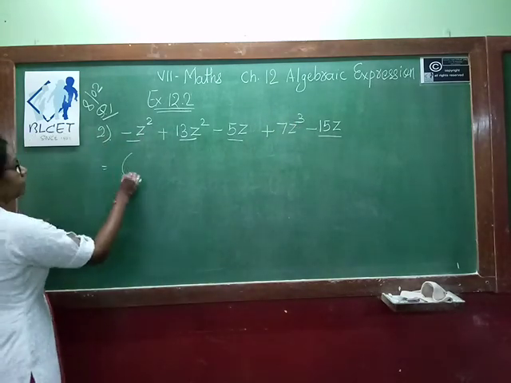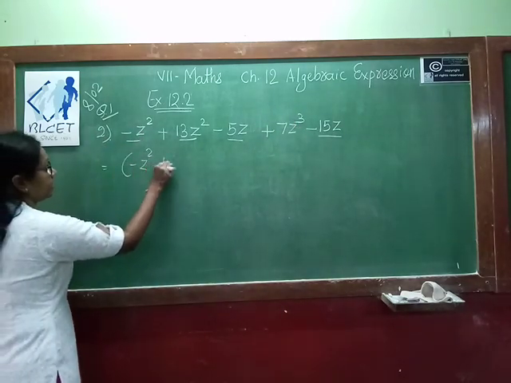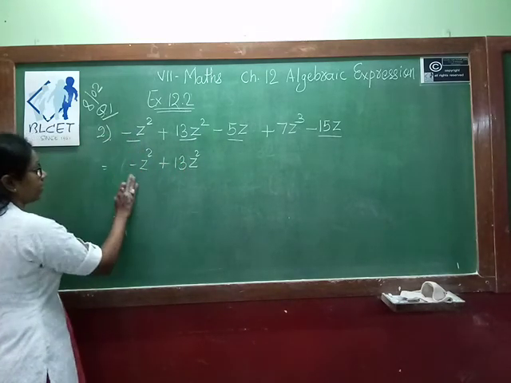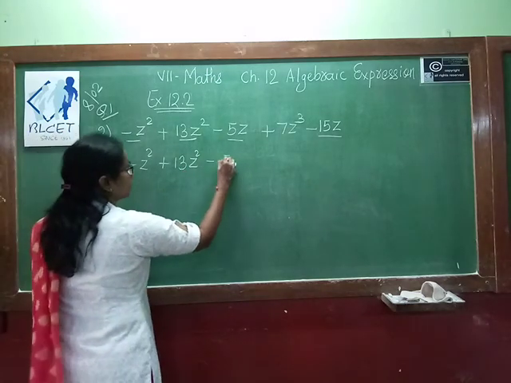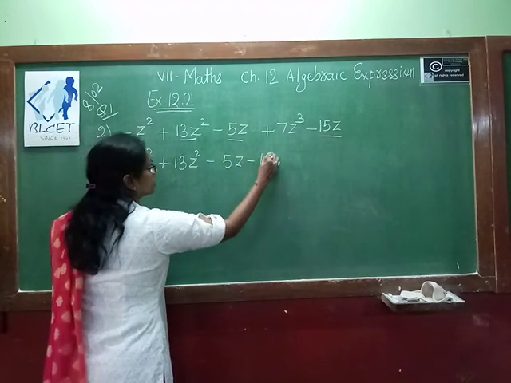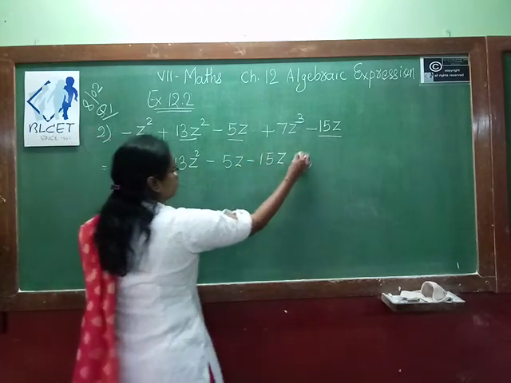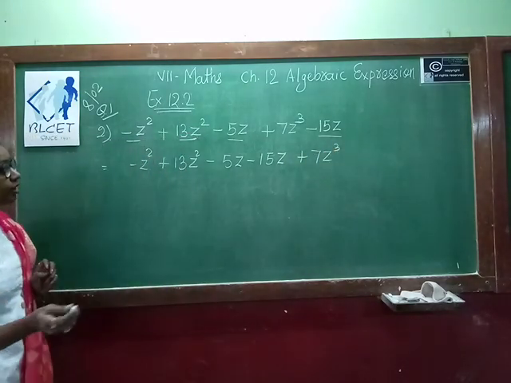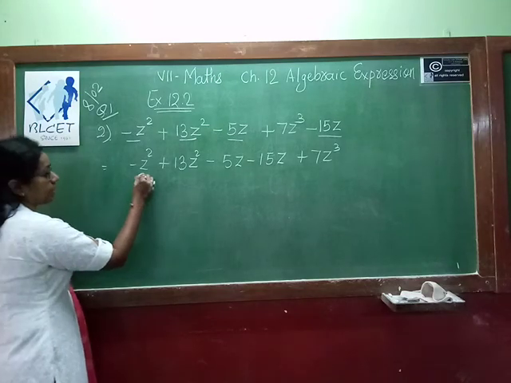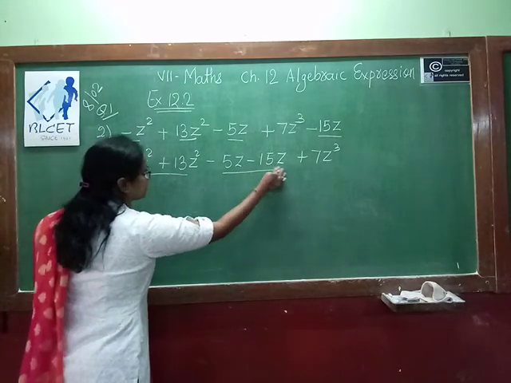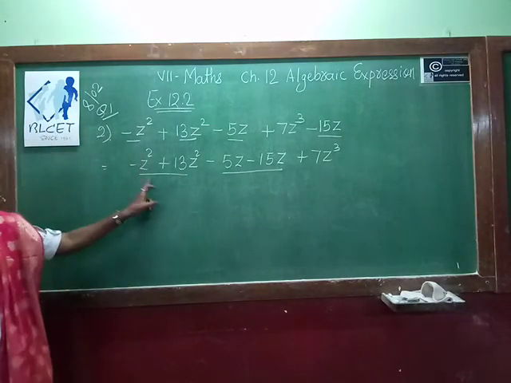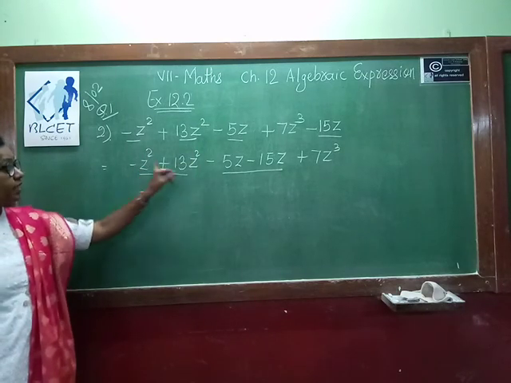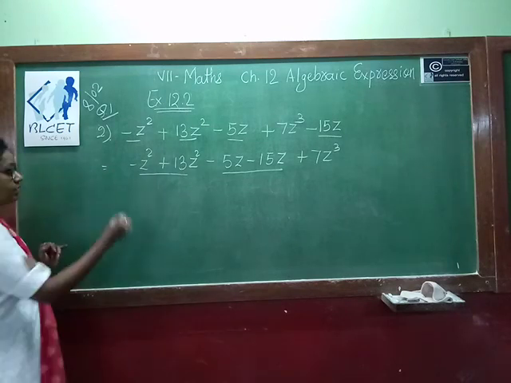So minus z square plus 13z square, we write all the like terms together, then minus 5z minus 15z plus 7z cube. If you want, we can directly do the addition and subtraction; no need to use brackets. So we do the addition of minus z square plus 13z square. This is 13 minus 1. What is the answer?